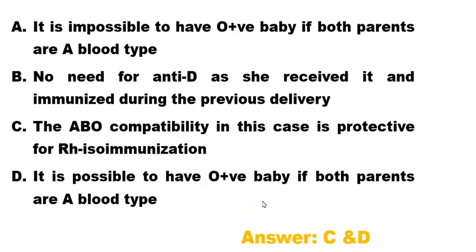If you said C and D, you have got it. Because ABO incompatibility can lead to rapid destruction of fetal red blood cells before the mother's immune system reacts to the Rh antigen. This results in reducing the risk of Rh sensitization. And the second one: two A blood type parents can have an O positive child if both carry the O allele. So the answer is C and D.